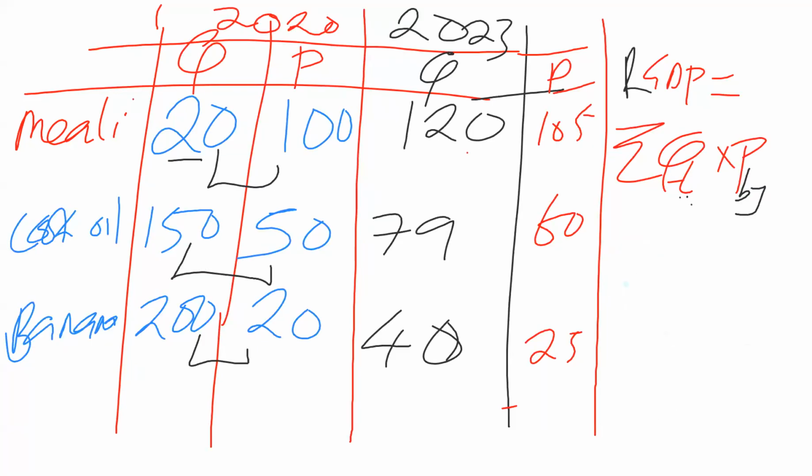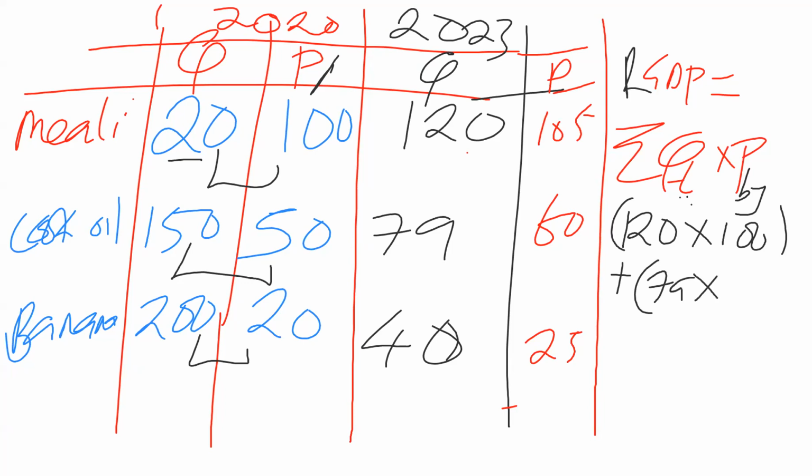You've gotten that? Okay. Now, let's find the real GDP for 2023. So we use the quantities of that year, which is now 2023, times the prices of the base year. The base year is what? Is 2020. So we use the prices of 2020. Have you seen what is happening? The quantities are 2023, but the prices are for 2020. Is that right?